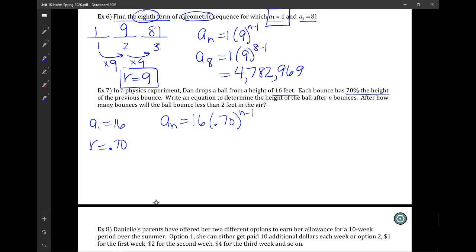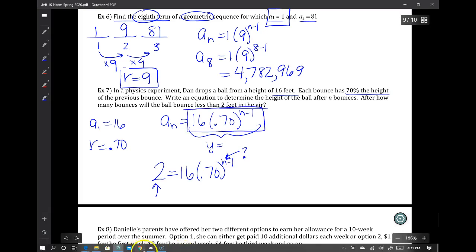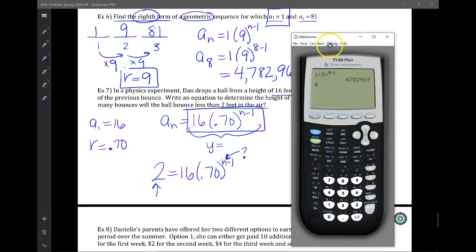And after how many bounces will it be less than 2 feet in the air? So what I suggest is to type this in your y equals screen. You won't learn how to do this algebraically until you get to Algebra 2. But essentially what we are trying to find is what n is, what is n when the equation equals 2? So if I can type this in my y equals screen, let me go to my calculator, bring that up, go to your y equals screen, and type in 16 parentheses 0.70, close it, caret to the x minus 1.